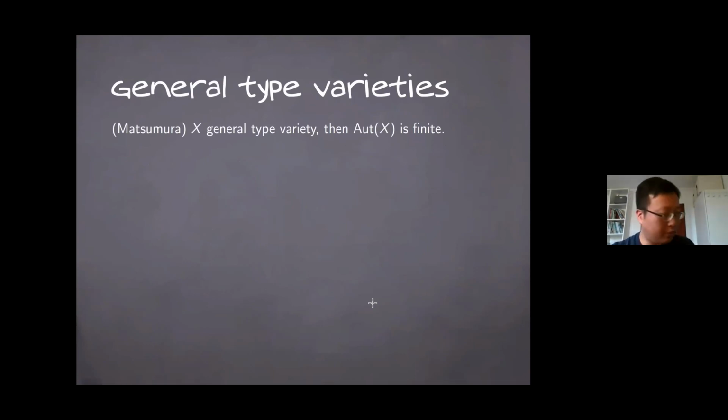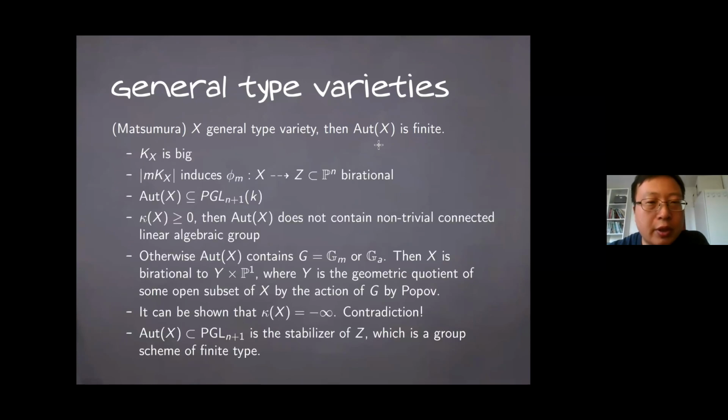And for general type varieties, we know there is a classical result by Matsumura. He showed that for a general type variety, the automorphism group is finite. And we can just quote his proof similarly.